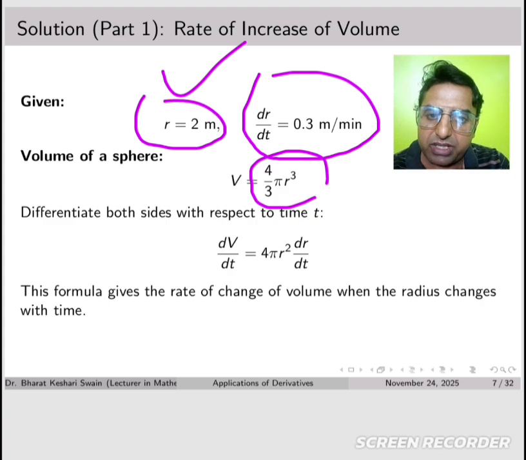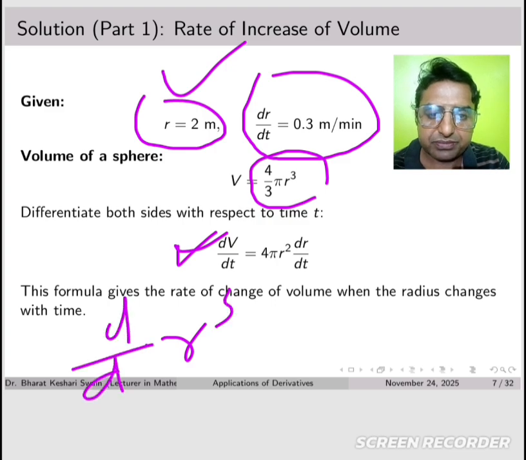So if it is 4 by 3 pi r cube, and we have to find the rate of change of volume, so rate of change of volume means dv by dt, because rate of change means derivative. Rate of change of volume with respect to time. So dv by dt is equal to, just differentiate it. On the left hand side is dv by dt. On the right hand side, 4 by 3 is constant, pi is constant. So only we have to differentiate r cube, d by dt of r cube.